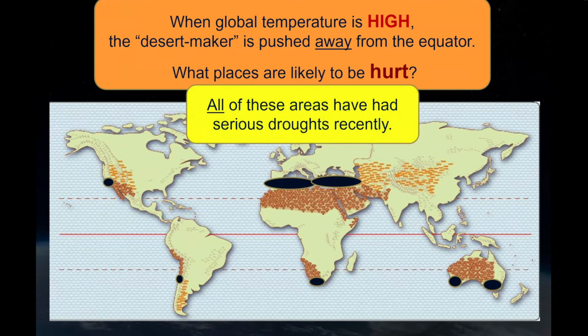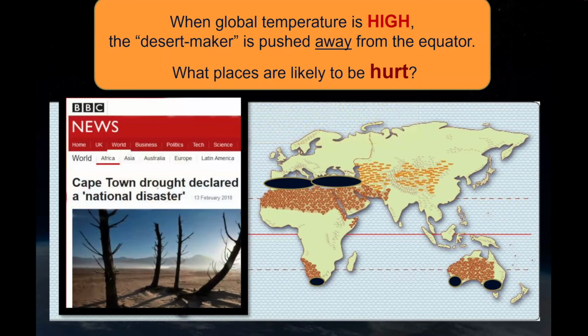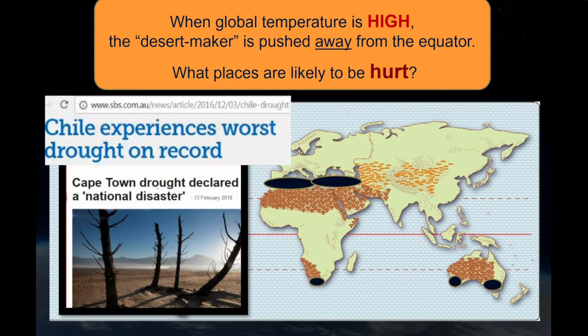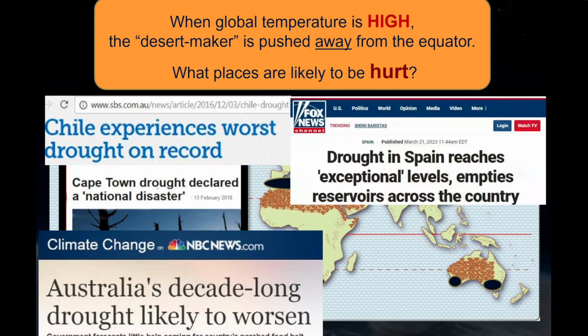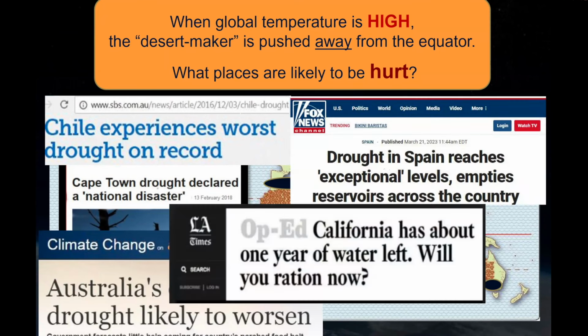And all of these areas have had serious droughts over the last 15 to 20 years. Cape Town has declared itself a national disaster. Chile has the worst drought on record. Australia's drought is worsening. Drought in Spain reaches exceptional levels. California has one too. Everything from the Los Angeles Times to Fox News is busy reporting that there are droughts in precisely those places you would expect them if the desert was being pushed a little further away from the equator.